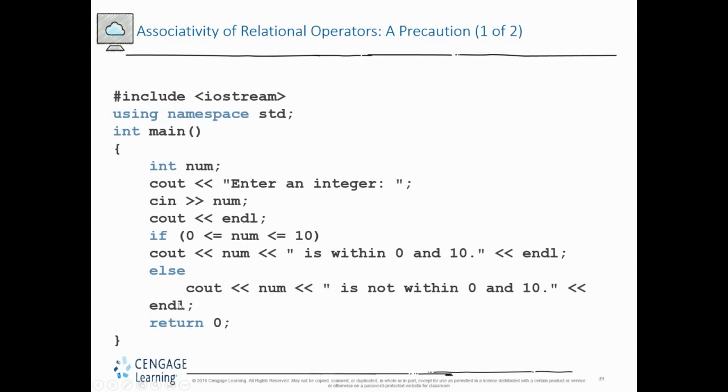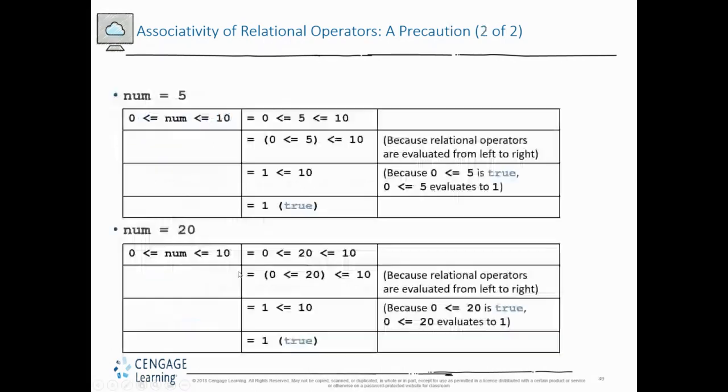Yeah, I like this example. Actually, it's good. Else, that means it's not. So maybe the number, let's say, was 11. So else, 11 is not within 0 and 10. Yeah, that's a good example. Look at that one. All right. Associativity of relational operators. Again, a precaution. Where are we? I think I'm winding down on time, and I still got 15 slides. I got to keep going.